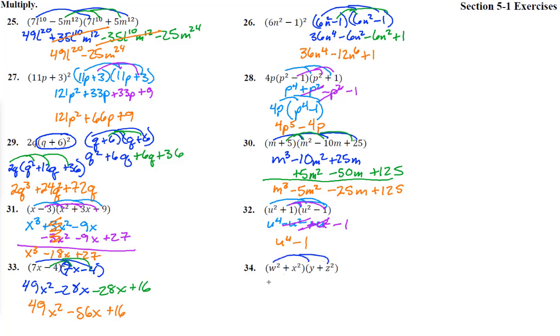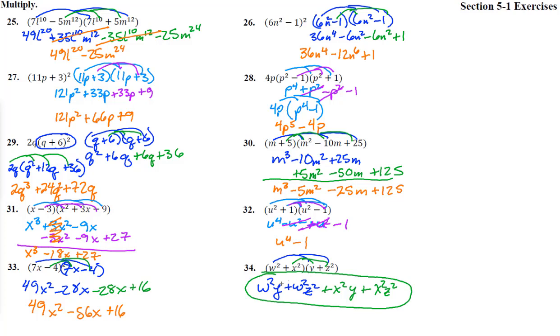And then number 34. W squared goes in, and we get w squared y plus w squared z squared, and then x squared goes in. We get plus x squared y plus x squared z squared. I don't see any combining at all, so that looks like our answer. A true binomial times binomial giving us 4 terms. Good.